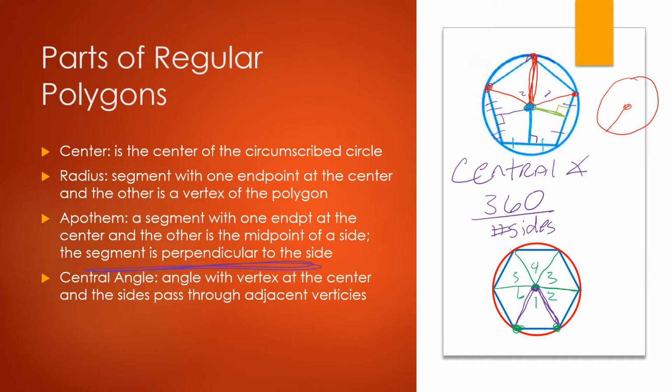So for the pentagon up here, it would be 360 divided by 5. So all of those central angles would be 72 degrees. Just realized I don't have my calculator, but I do know how to divide some things. 360 divided by 6, that would be 60 for all of these.